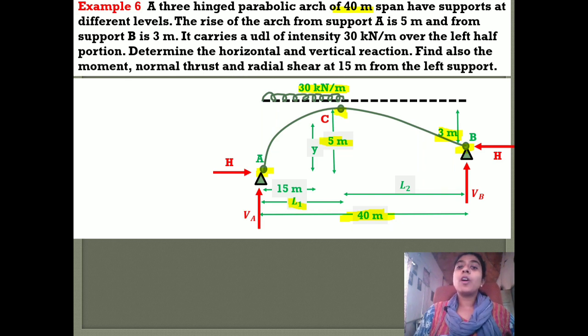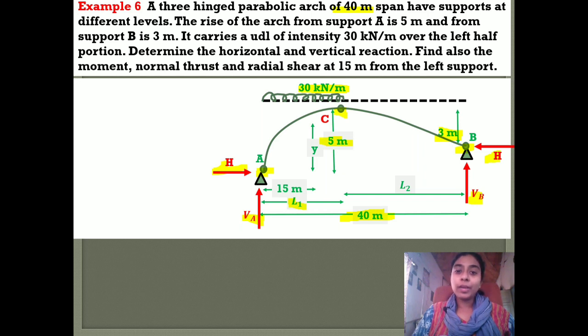Now determine the horizontal and vertical reaction. So we are required to find what is VA, what is VB, what is HA and what is HB. So as we have seen in our introduction classes, the horizontal reactions are equal for the arches. So HA will be equal to HB. So we have marked here as H.